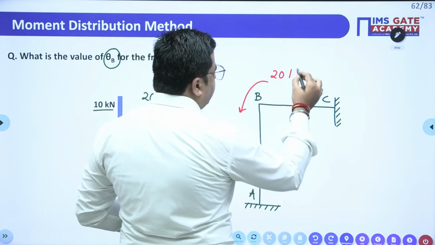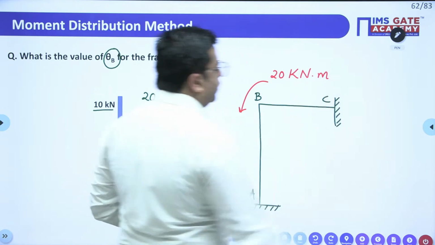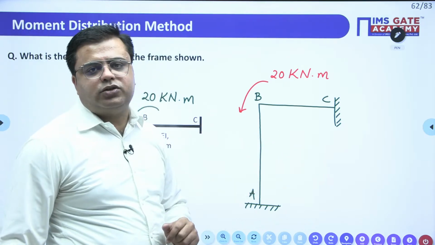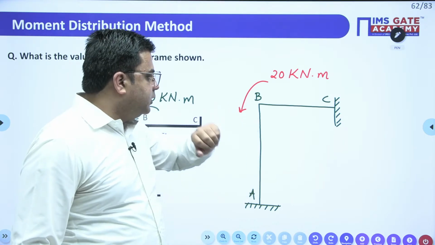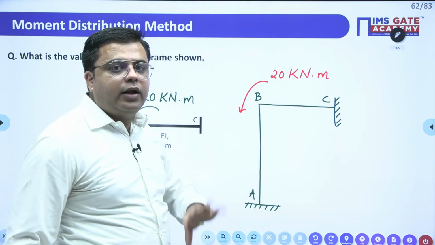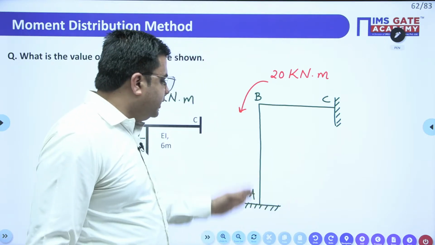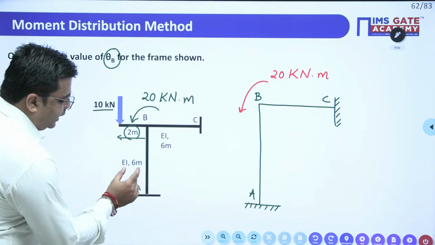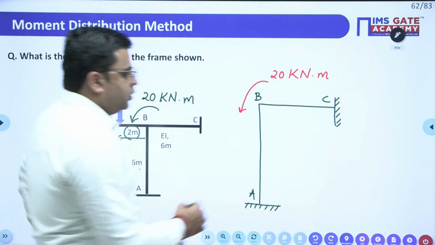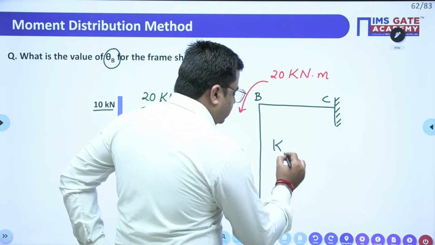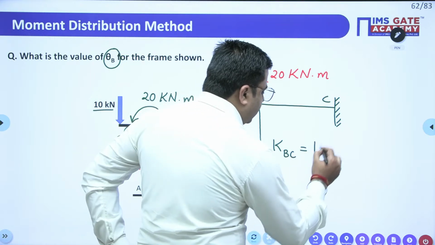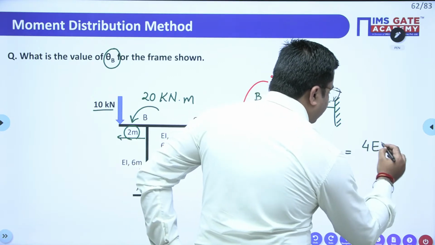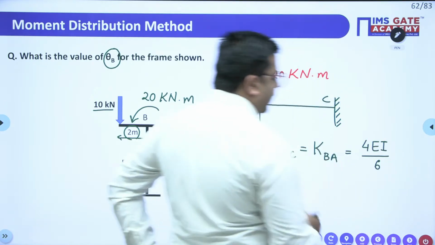So due to this 20 kilonewton meter, the rotation of this joint B will happen. In order to calculate the rotation theta B, you have to get the stiffness of joint B. In order to get the stiffness of the joint B, you need to get the stiffness of the individual members. Since EI and length are the same for both members, KBC equals KBA equals 4 EI by 6.